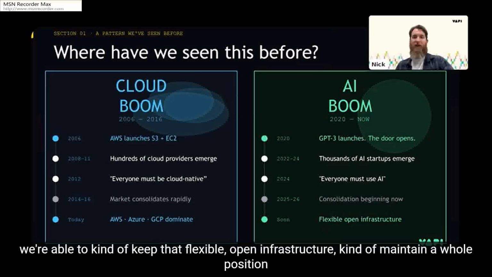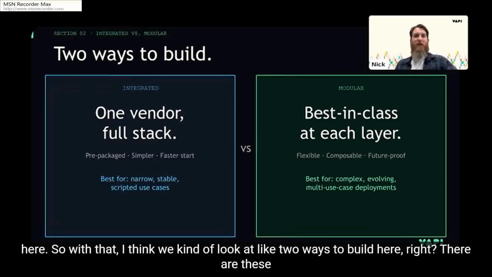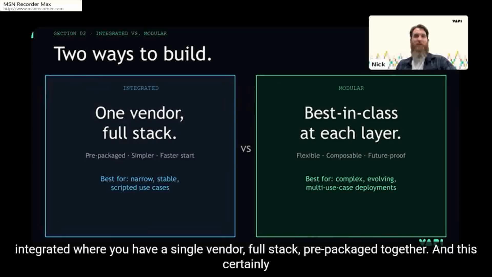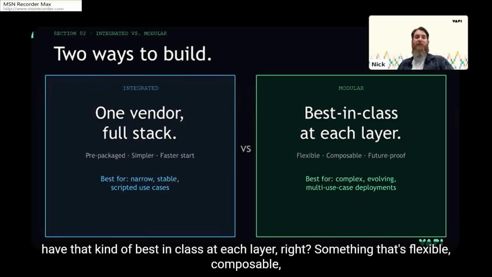So with that, I think we look at two ways to build here, right? There are integrated stacks, where you have a single vendor, full stack, pre-packaged together. And this certainly has its pros: it's simpler, a faster start, and best for certain narrow use cases. And then you have best in class at each layer, which is flexible, composable, and future-proof for more complex, evolving, or multi-use case deployments.